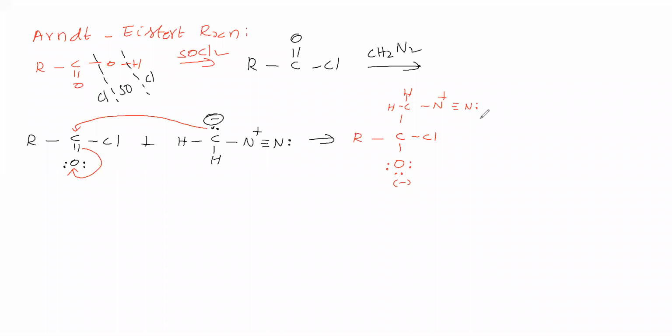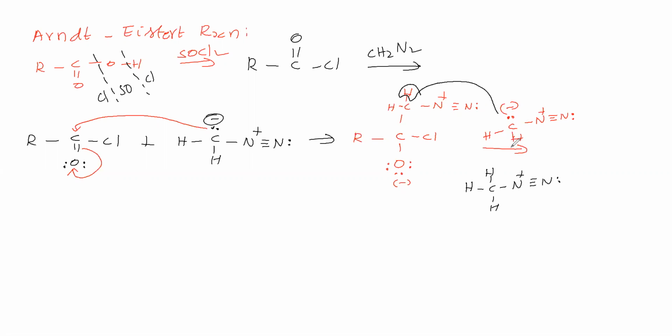What is the next step that we will see? In the next step, another diazomethane comes here. This C minus is abstracting H plus. Therefore it becomes CH3 N2 plus, like this.